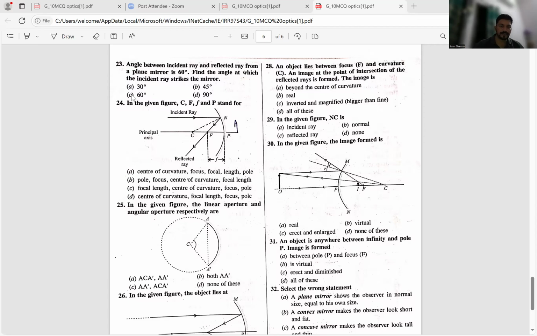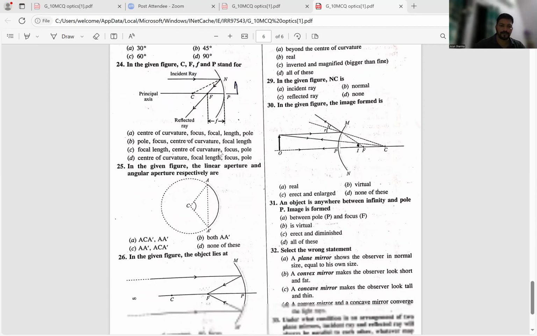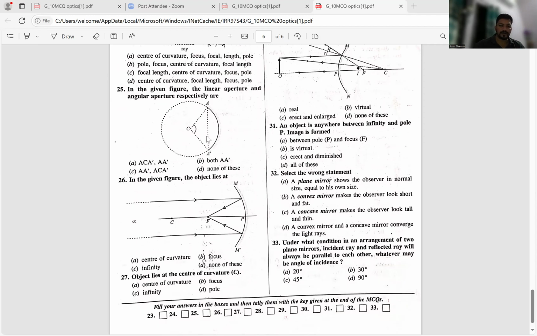I think the question number is 23. The answer is C. So I think for 10th and 12th, there is no need to explain this question number 24. Now move on, question number 25.